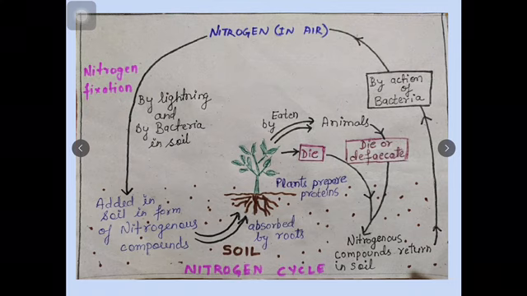The plants die, animals also die or defecate. Defecate means they excrete. They throw the unwanted waste out of their body. So plants die, animals die and defecate, and these nitrogenous compounds are returning to the soil. In the soil there is another set of bacteria which can convert this nitrogenous compound into nitrogen, and the nitrogen is returned back into the air. So that is the nitrogen cycle.